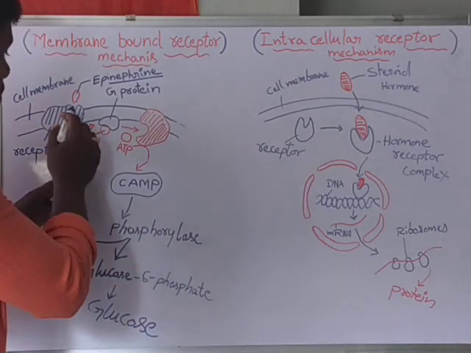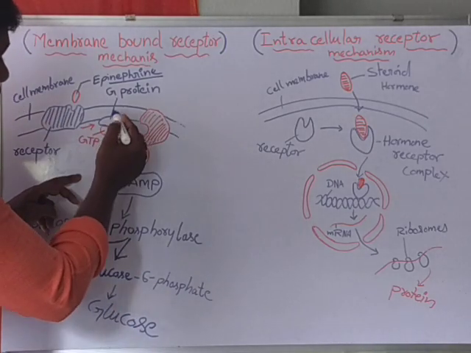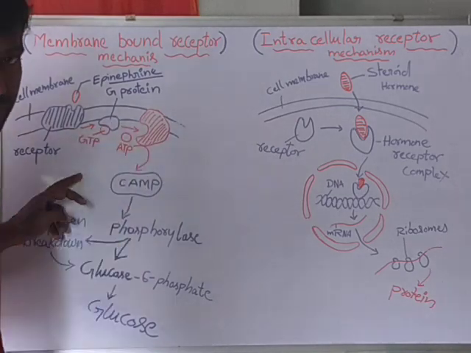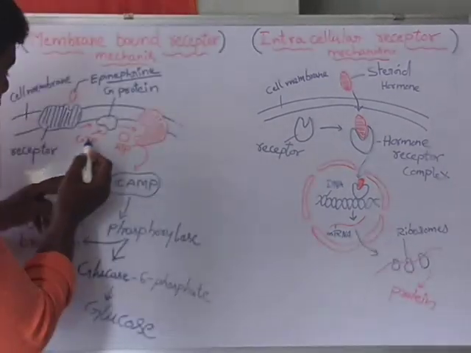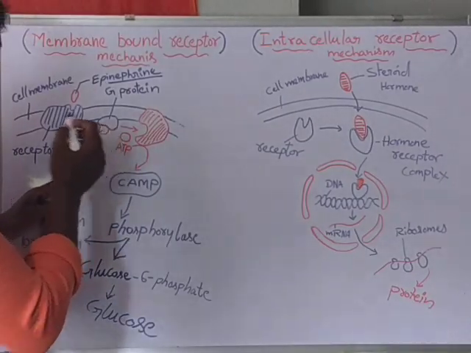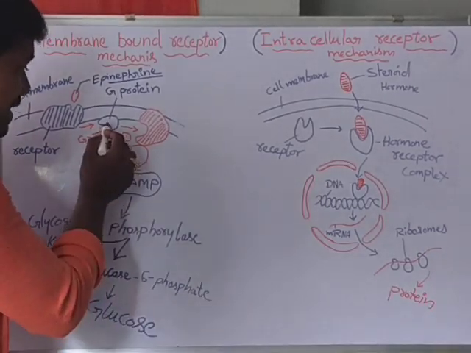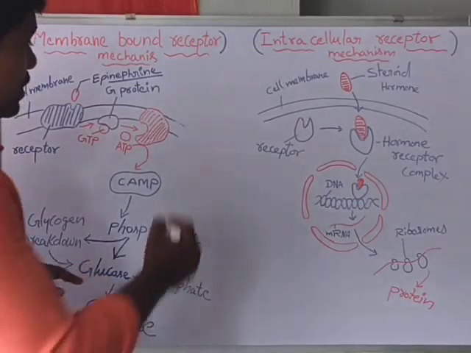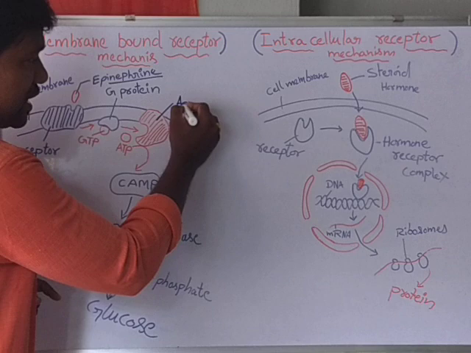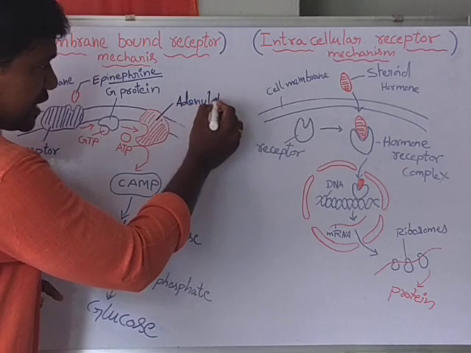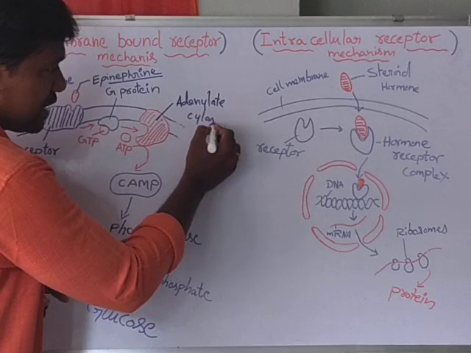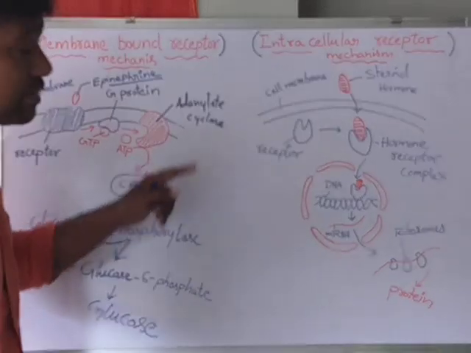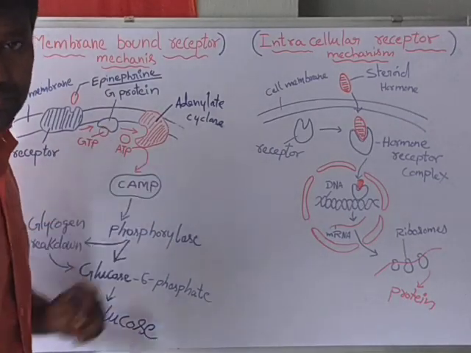When it binds with the receptor, the G protein present on the membrane is activated. Then GTP combines with the G protein, and it activates another enzyme called adenylate cyclase. So another enzyme is activated by the G protein.